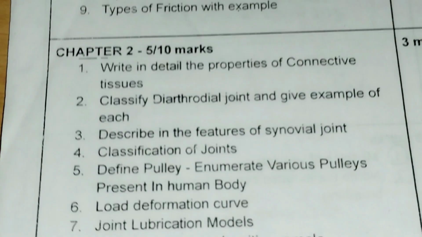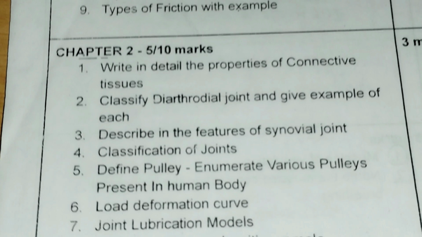Now let's start with the second chapter with 5 or 10 mark questions. The first one is write in detail the properties of connective tissues. Second one, classify diarthrodial joint and give example of each. Third one, describe the features of synovial joint. Yes, there's a printing mistake in this question.